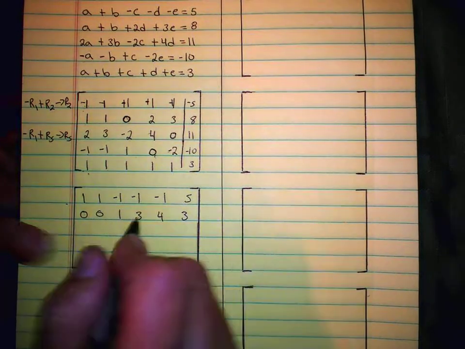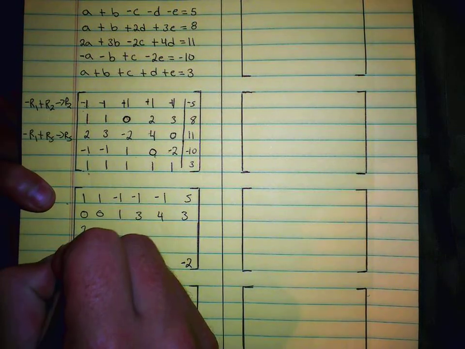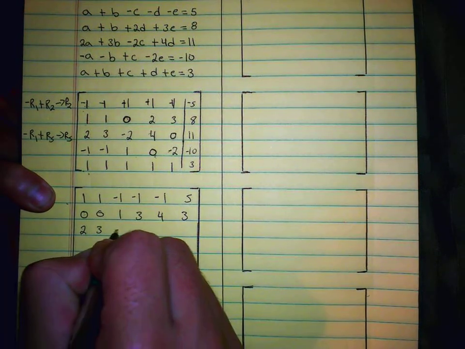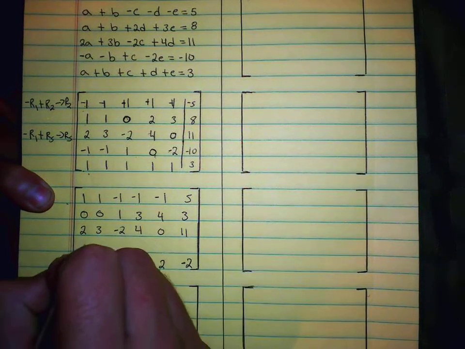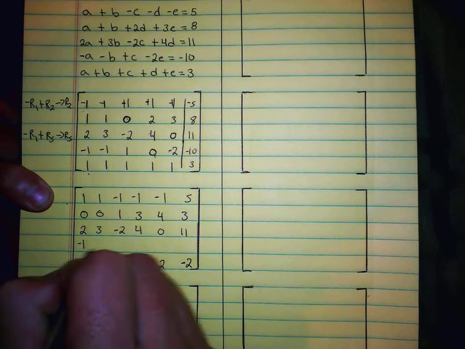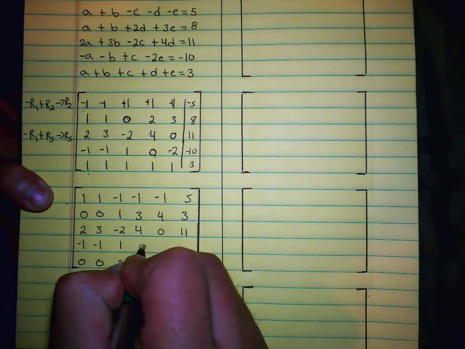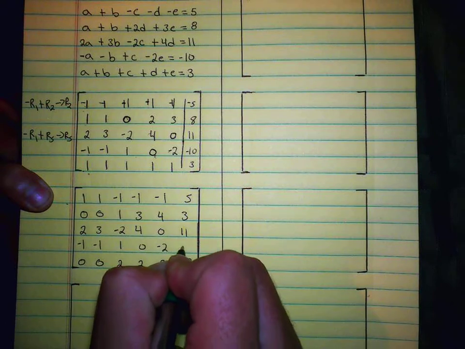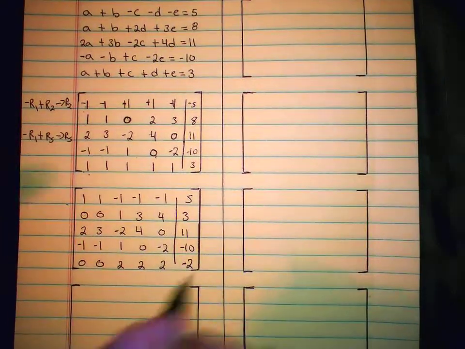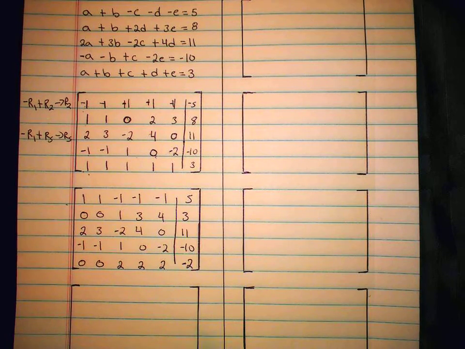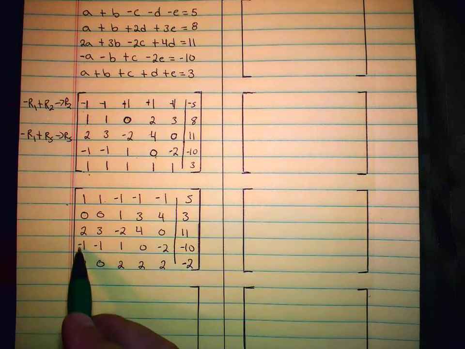I can fill in columns 3 and 4 now because I haven't done anything to those: 2, 3, negative 2, 4, 0, 11. Negative 1, negative 1, 1, 0, negative 2, and negative 10, my augment right there. Now, you're looking at this and you know I can add row 1 to row 4 and get my 0 right here.